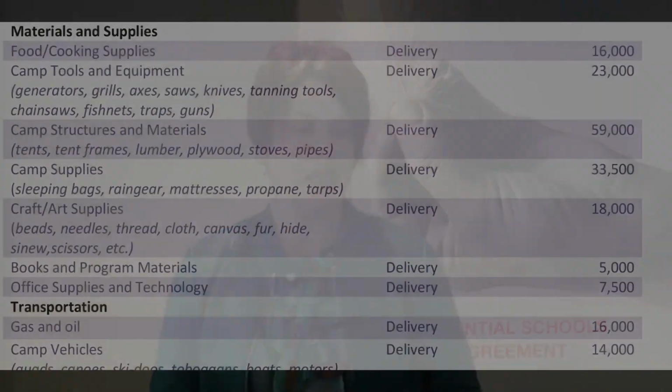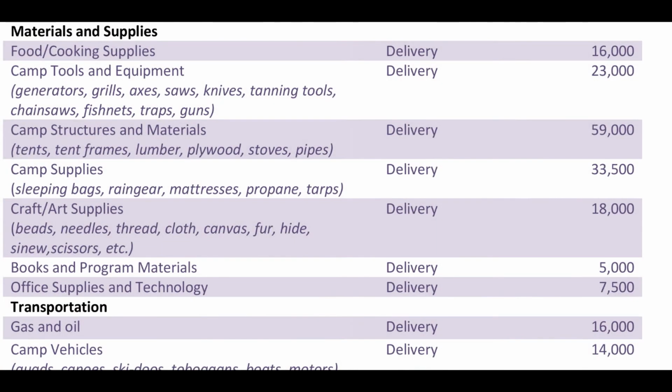We also included a section under materials and supplies for crafts and art supplies for people who may not necessarily be doing on-the-land activities, or who may want to do on-the-land activities but also do some traditional arts. So you may want to buy beads, needles, thread, cloth, canvas, fur, hide, sinew, scissors, any kind of materials that you would need to do sewing projects and traditional arts. You may also want to consider purchasing drums and supplies and materials to make drums, so it's really up to you.